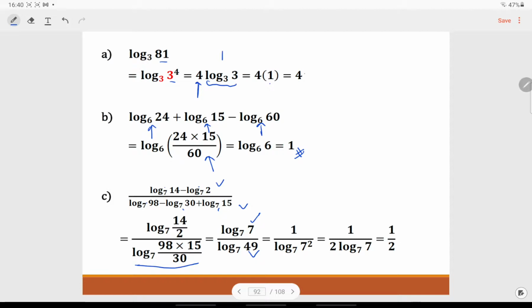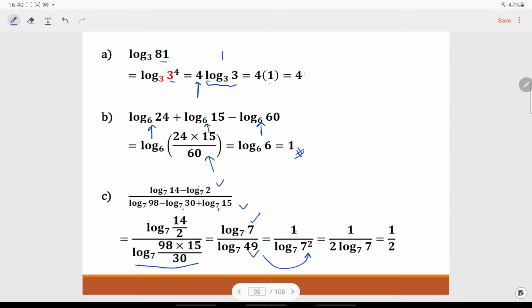So now we have this one with common base. So this one becomes 1. So this one, 49, can be converted, becomes 7 square. Okay, 7 square.